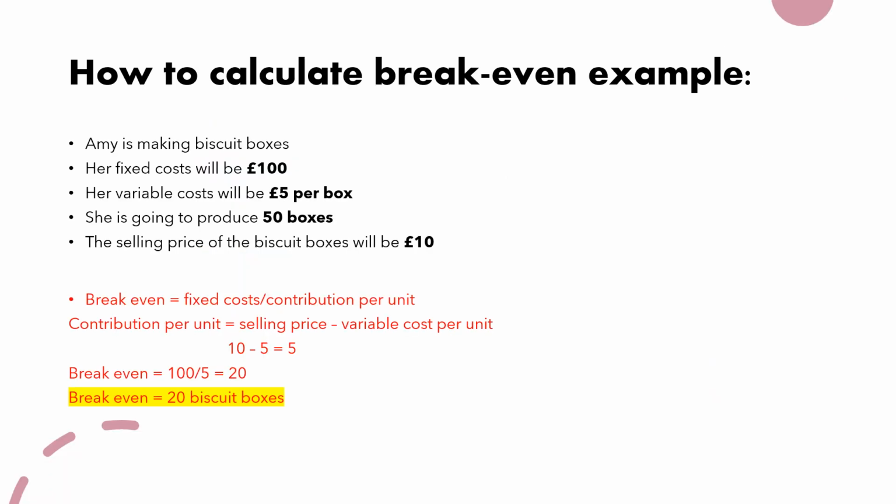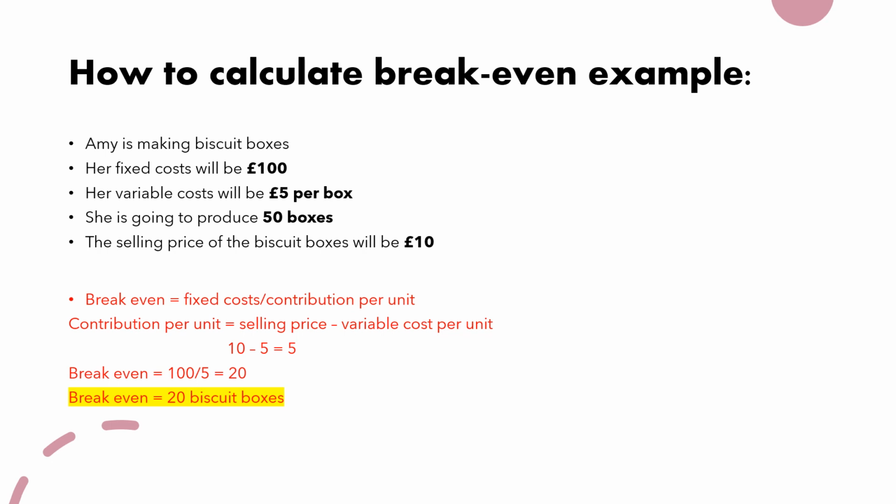So how to calculate break-even? Here's an example. Amy is making biscuit boxes. Her fixed cost will be £100. Her variable cost will be £5 per box. She's going to produce 50 boxes. The selling price of the biscuit boxes will be £10.